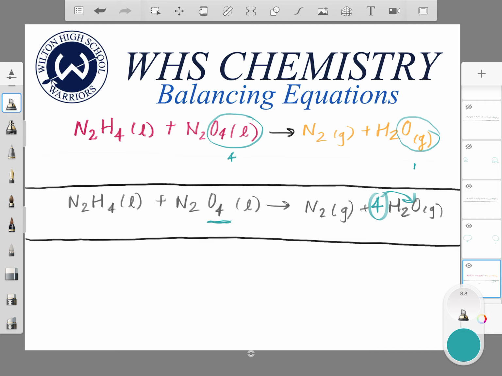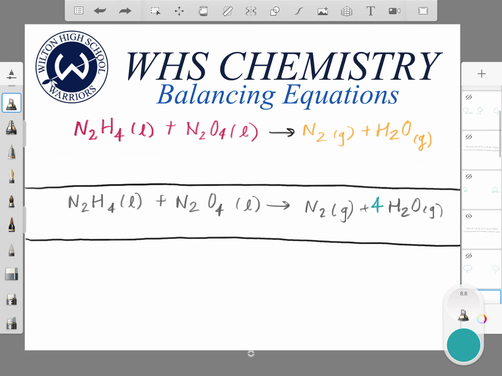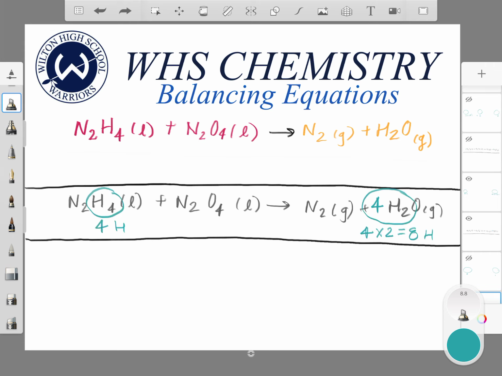So now let's look at the hydrogens. We can see that there are 4 hydrogens on the reactant side, and on the product side we have to look at both a coefficient and a subscript to determine how many hydrogens we have. So we do 4 times 2, and that equals 8. So we have 8 hydrogens because we have 2 in the subscript, and then we multiply it by 4, which is the coefficient, and that gets us 8.